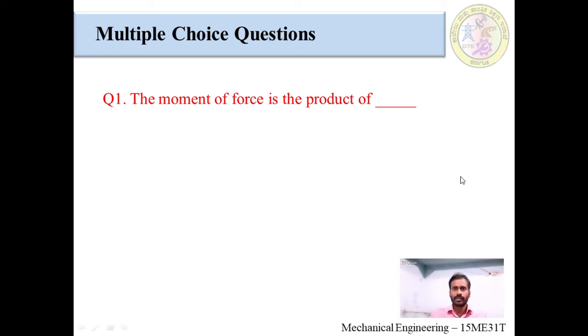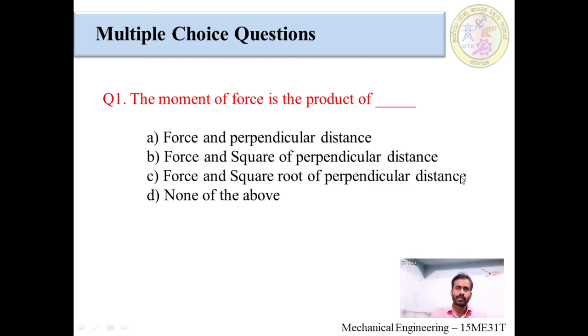So question number 1 will be: the moment of force is the product of, we have the options: A, force and perpendicular distance; B, force and square of perpendicular distance; C, force and square root of perpendicular distance; and option D is none of the above. So you have to think and answer this question. We will discuss the answer later. Now you note down the answer for question number 1.